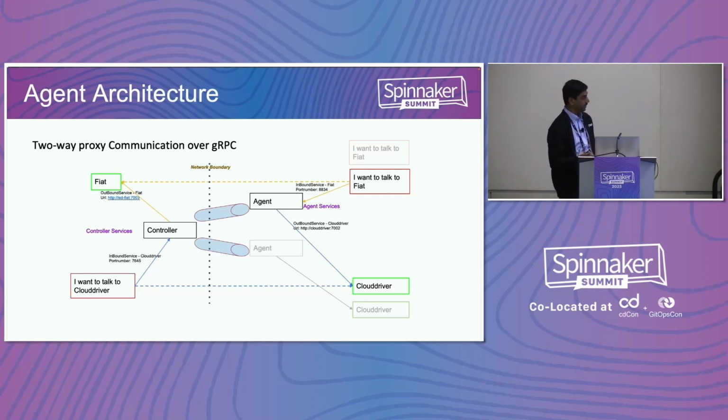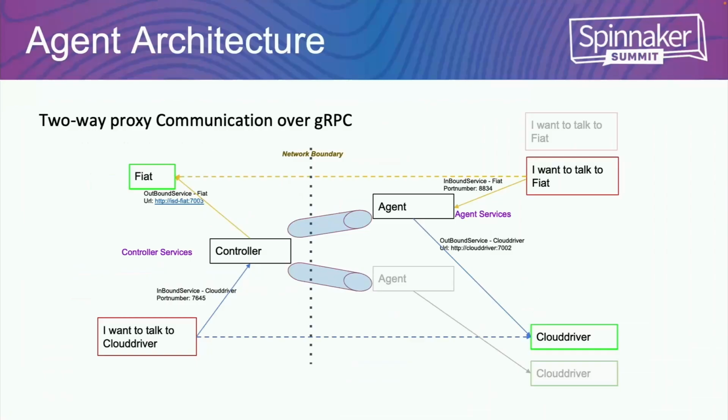It's a gRPC tunnel. The controller runs on the Spinnaker side, and the agents can be on the remote clusters. The agent would deploy in a Kubernetes environment or some other environment, and it would connect back to the controller, which creates a gRPC tunnel. At that point, any service on the Spinnaker side that wants to connect to the remote simply goes through the controller, and through the tunnel it goes to the service on the other side.